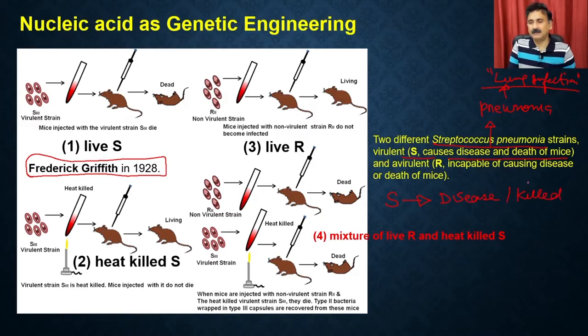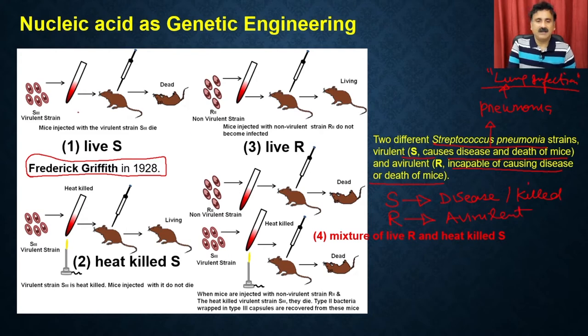So that is a virulent strain. Then he took another strain which is called the R strain, and the R strain is an avirulent strain and it is not able to cause the disease. So it will not cause the death of the mice. So R is an avirulent strain, right?